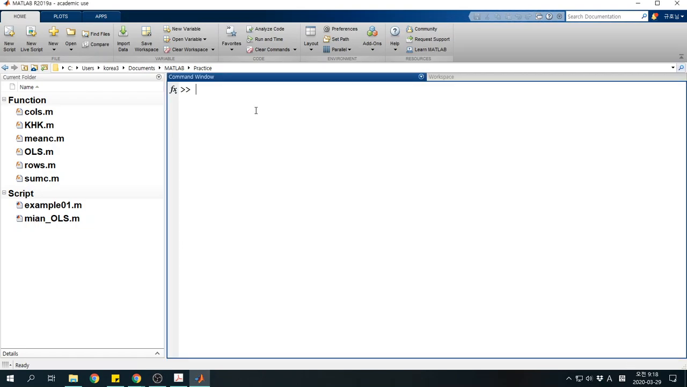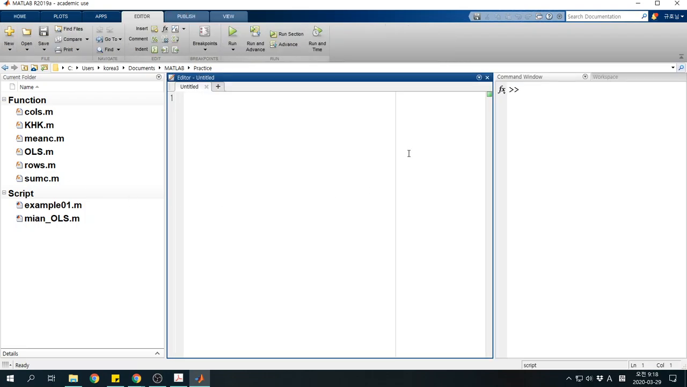Right? Then let's try the programming. As always, open a new script. Okay, as always, CLC and clear. The first step is to specify the true values, or the specification.